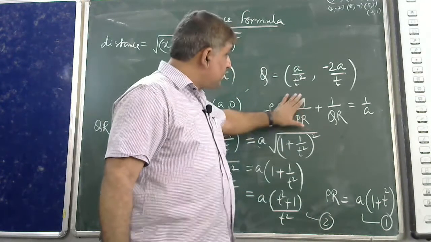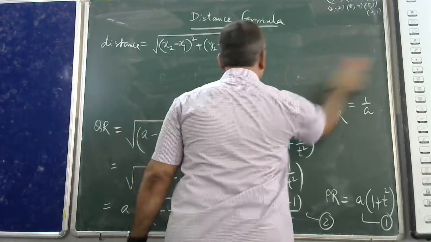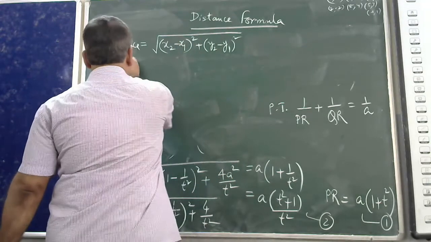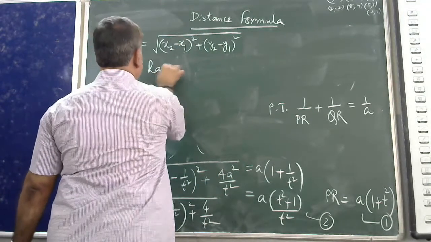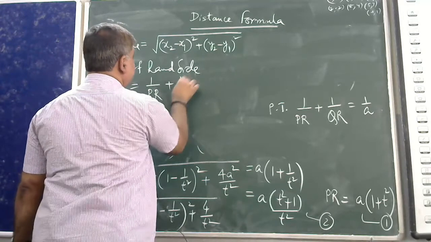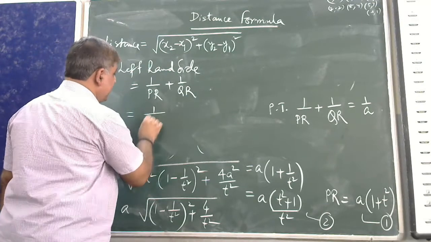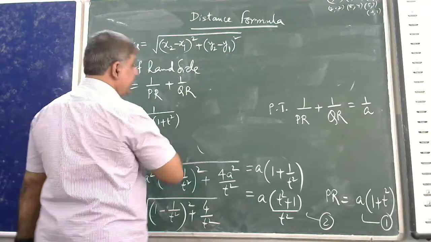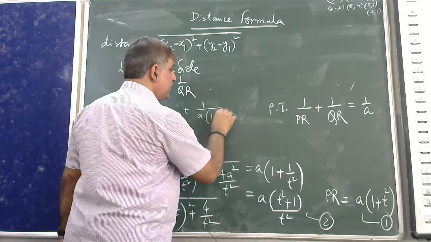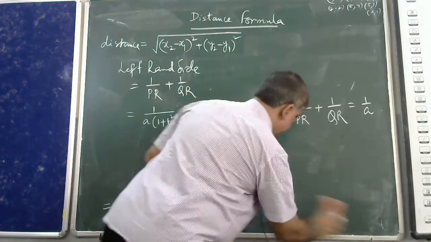Now what we have to do? Prove 1 by PR plus 1 by QR. Now take the left-hand side of your result. Therefore, the left-hand side is 1 by PR plus 1 by QR. Now, 1 by PR you have calculated as 1 by a(1 plus t square), and 1 by QR you have calculated as plus 1 by a, (1 plus t square) by t square. You have to simplify this result for your final result.